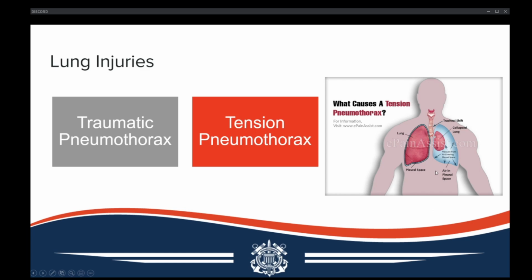The way you treat a traumatic pneumothorax first, we'll go through, is you use what we call an occlusive dressing. It's essentially just an airtight dressing. You cover it, tape it on all four sides. There were some questions over this. Some people say tape it on three sides and then it acts as some kind of vent, but usually the consensus is tape it on all four sides to seal the wound completely.